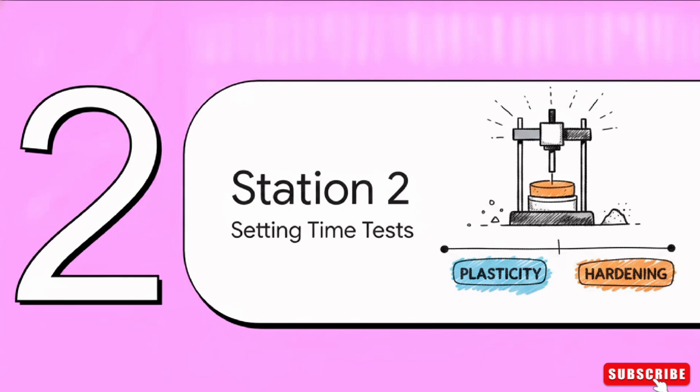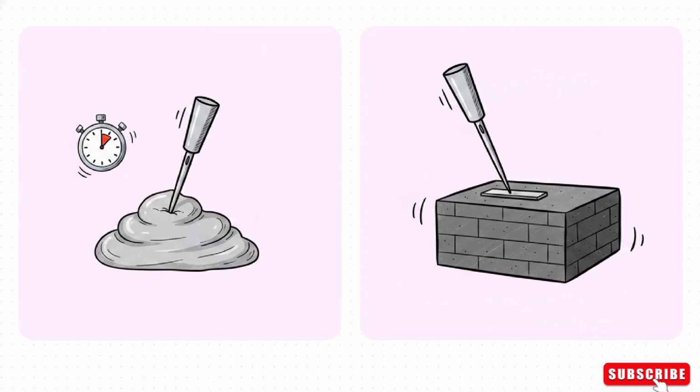We're keeping our VCAT apparatus set up right here, but we're shifting our focus to those crucial windows of plasticity and hardening. This setup brilliantly illustrates the difference between our 2 main timing tests. For the initial setting time test, we want to pinpoint the exact time it takes for the cement to just begin losing its plasticity. We use the VCAT apparatus, prep the paste, fill the mold, start up our stopwatch, and let the needle penetrate at regular intervals. We stop the clock the moment that penetration becomes insufficient.